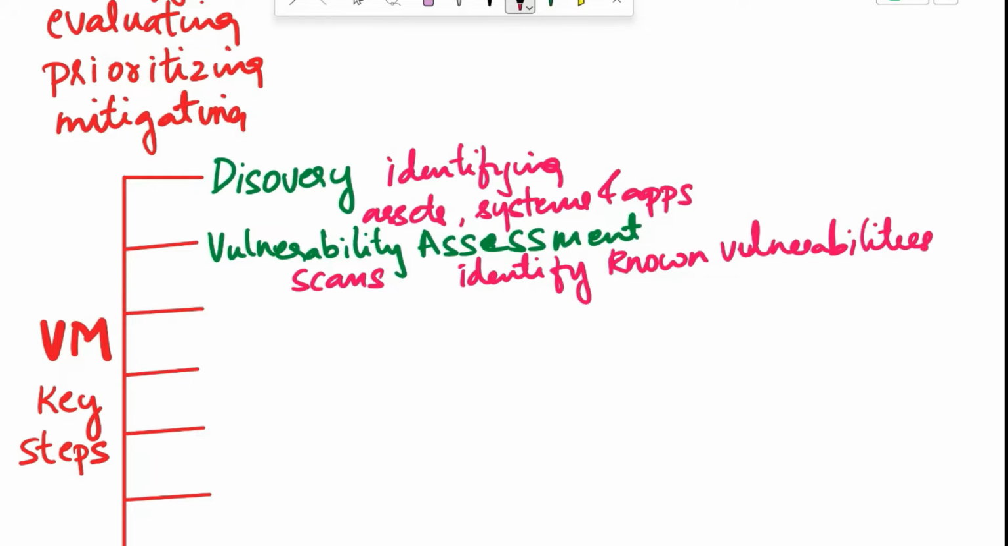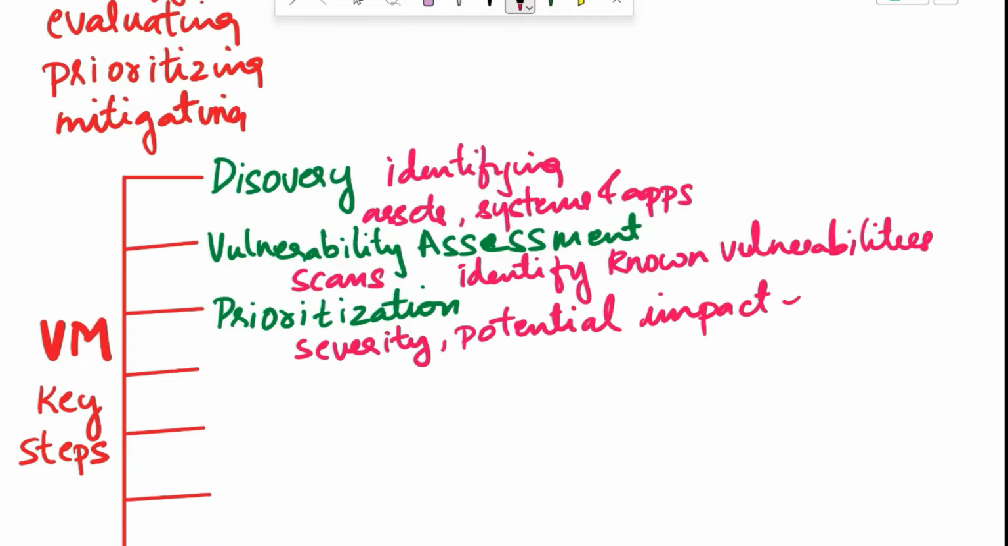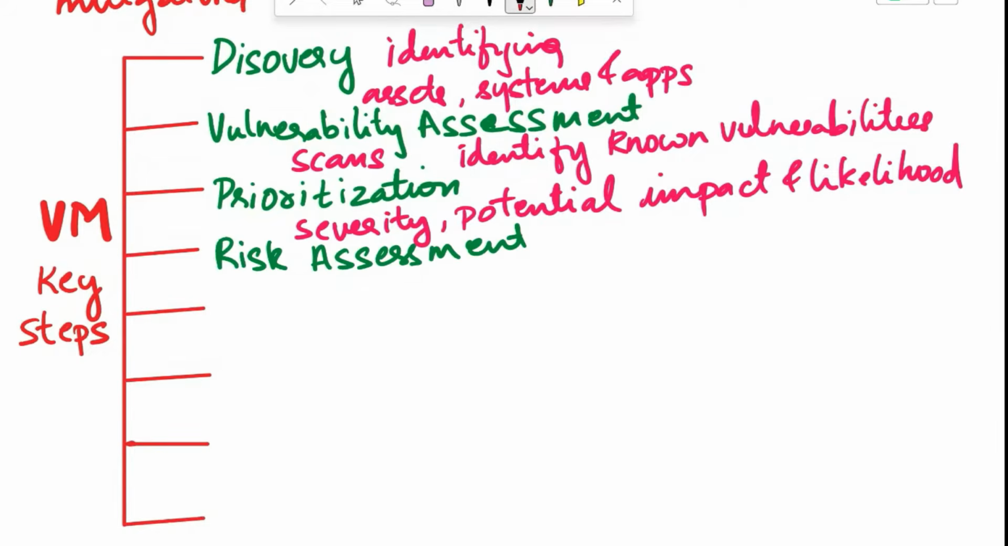This can involve using automated tools such as vulnerability scanners to identify weaknesses. Next is prioritization. This is evaluating the identified vulnerabilities based on their severity, potential impact, and likelihood of exploitation. This helps in determining which vulnerabilities need immediate attention. Next step is risk assessment. This is assessing the potential risks associated with the identified vulnerabilities and considering the potential consequences of an exploitation.